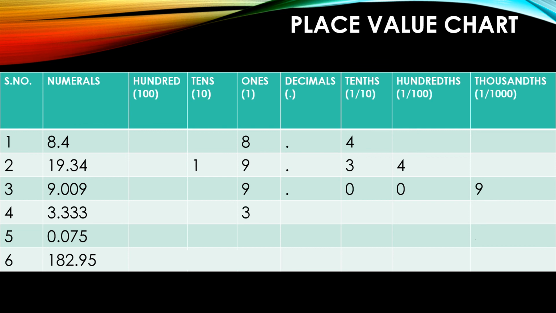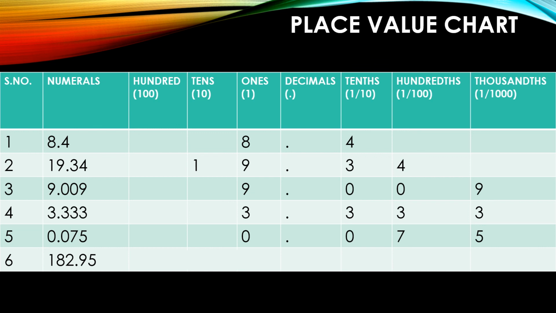Question number 4. 3.333. First, write 3 in ones place. Then write down the decimal sign in decimal column. Then write 3 in tenths place. Again write 3 in hundredths place. Then write 3 in thousandths place. Question number 5. 0.075. See, in this question, whole number is 0. So write down 0 in ones place. Then write down decimal in decimal column. Then again write down 0 in tenths place. Then write 7 in hundredths place. And then write down 5 in thousandths place.